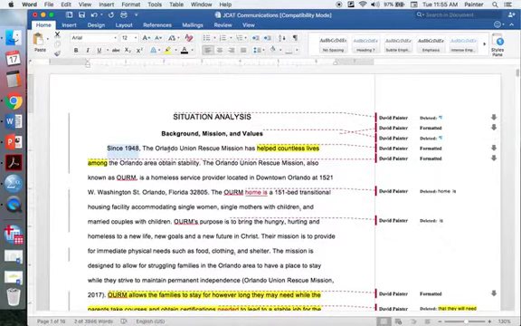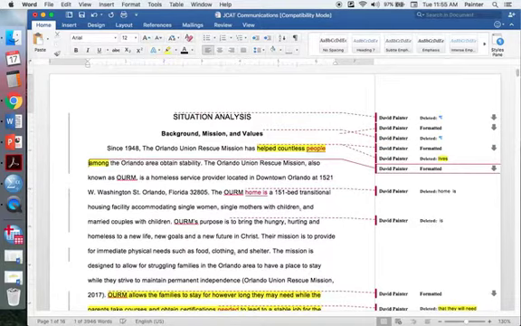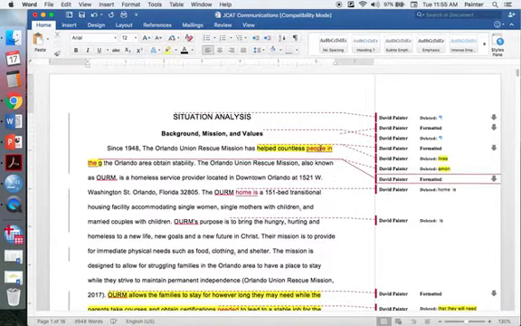Since 1948, the Orlando Rescue Mission has helped countless lives among the Orlando area obtain stability. It has helped countless people in the Orlando area obtain stability, not countless lives. It just sounds weird, right?